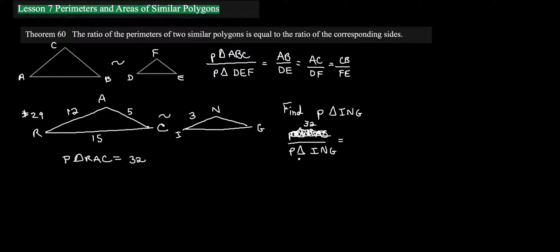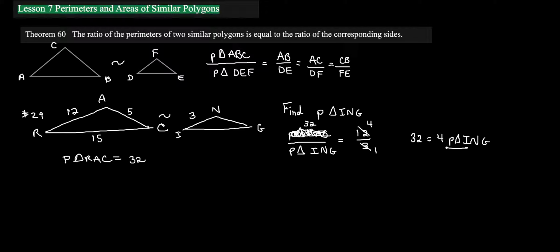We have to find the perimeter of triangle ING. But we know the ratio of the perimeters is equal to the ratio of the sides. They have to be corresponding sides, so you don't want to put 5 over 3. You want to put 12 over 3. So that's equal to 12 over 3. I'm just going to reduce that to make it easier. That'd be 4 over 1. And then I just cross multiply. I'd say 32 equals 4 times the perimeter of triangle ING.